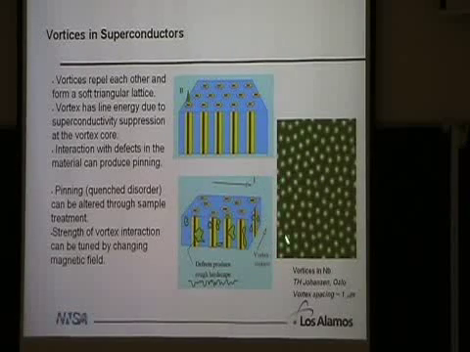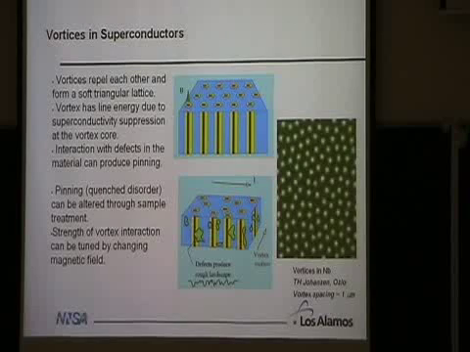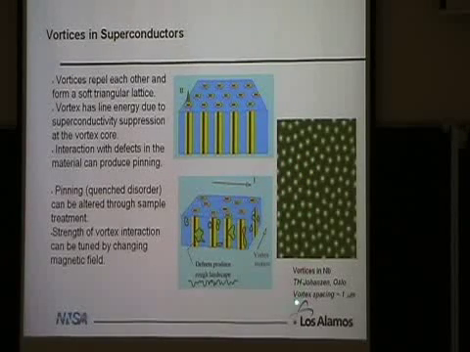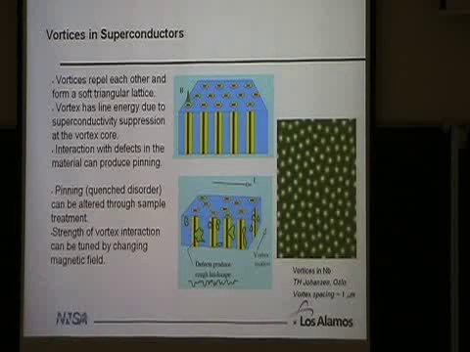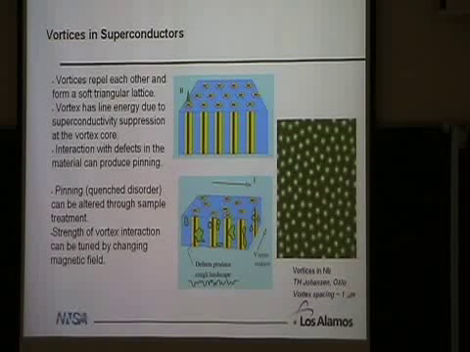And just to give you an idea of the size scale of these things, this is an image of vortices in niobium. I believe this is a magneto-optic image, but I'm not positive about that. The spacing between the vortices in this image is about 1 micron. The vortices are a little too small to see easily optically. They're a little smaller than the optical wavelength.